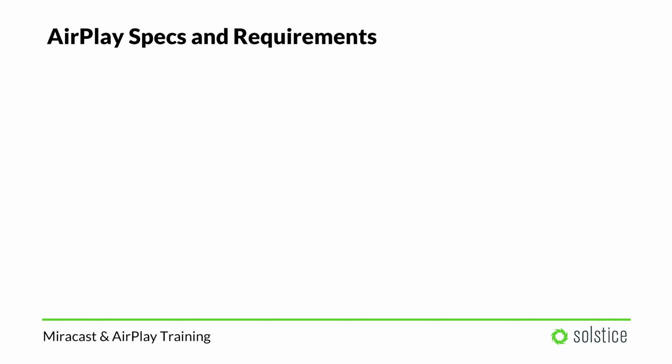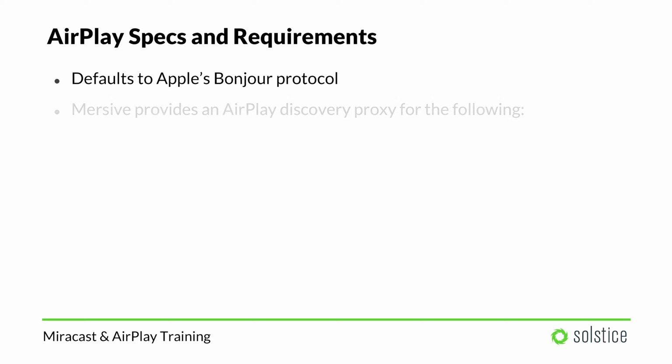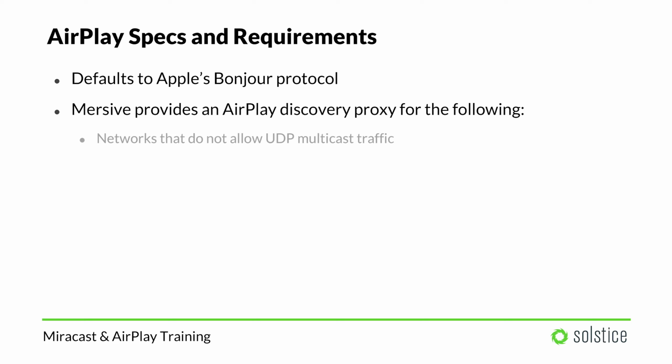Support for AirPlay has been available on the Solstice pod since late 2015. By default, AirPlay uses Apple's Bonjour protocol to enable iOS devices to see Solstice pods available for connection on the network. However, Immersive also provides an AirPlay Discovery proxy feature for networks that do not allow UDP multicast traffic, or for deployments that span multiple VLANs. I'll walk through the Solstice configurations later in this video.